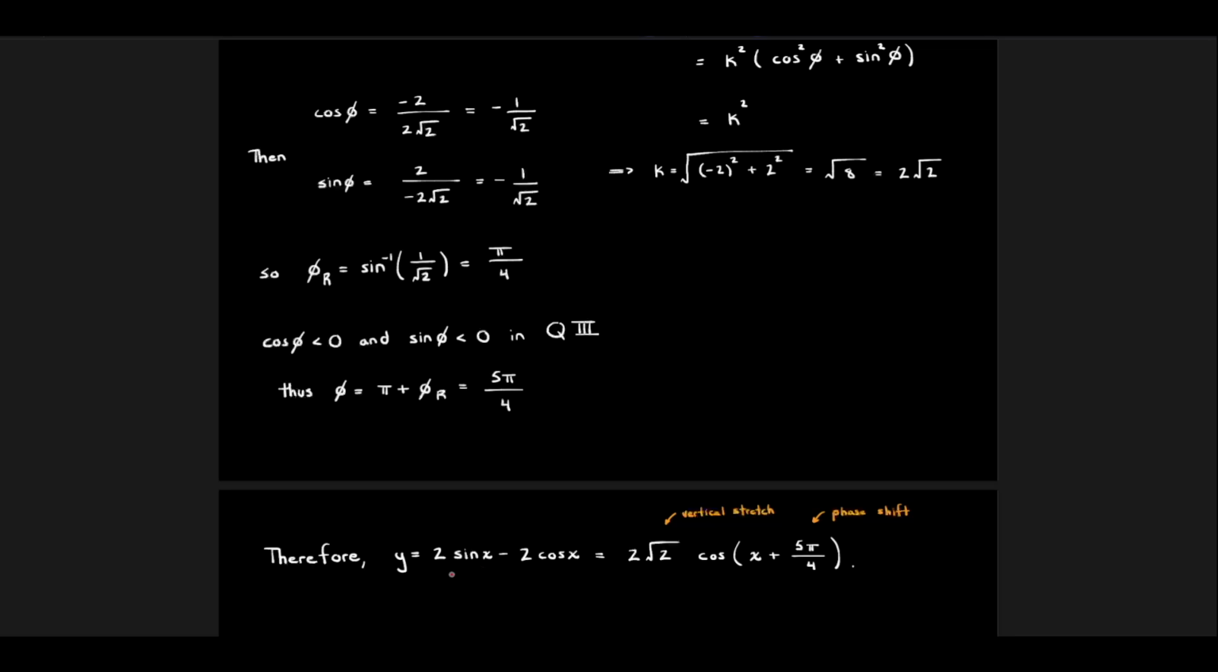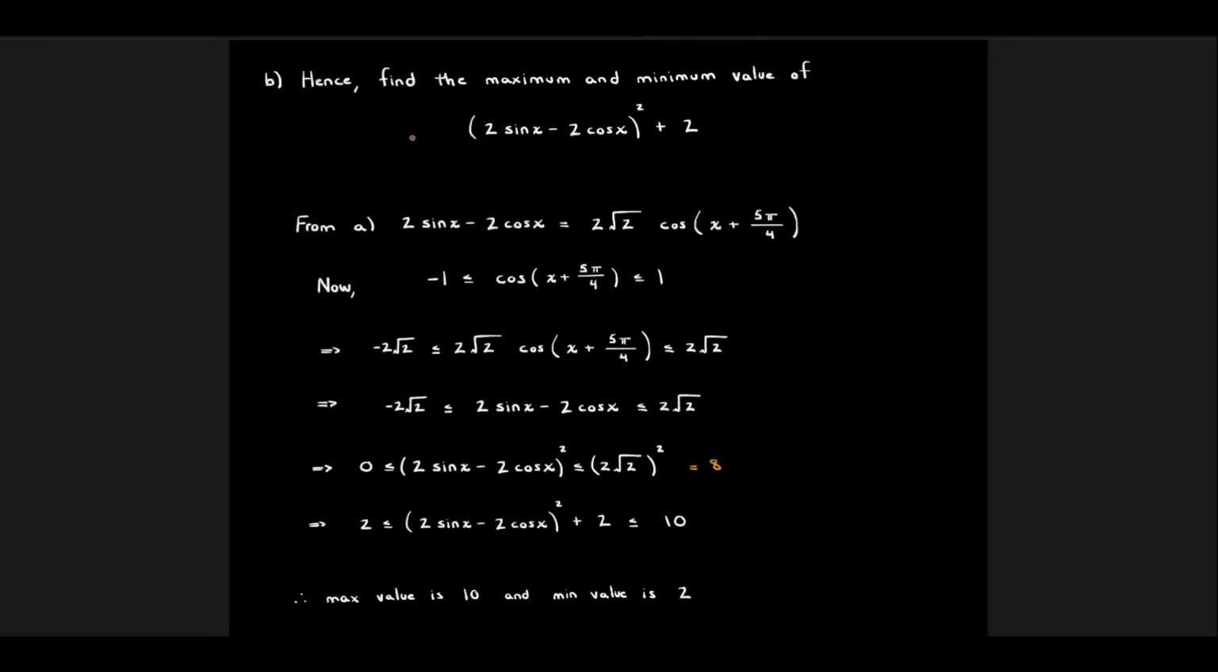It turns out this combination of sine and cosine is really just a scaled up version of a simple cosine curve, possibly with a phase shift. And now let's quickly take a look at the follow-up question that follows very nicely from part A. They're saying find the maximum and minimum value of this expression.